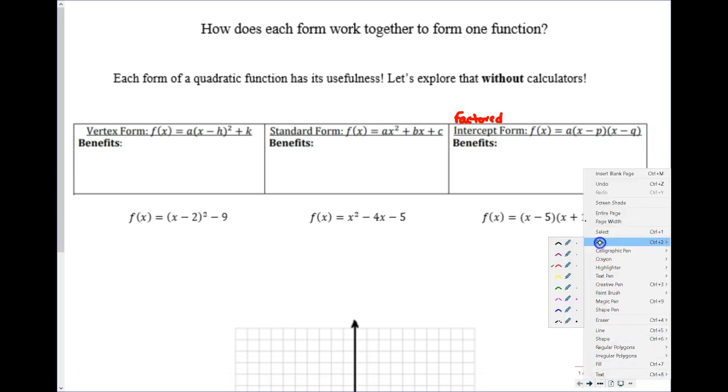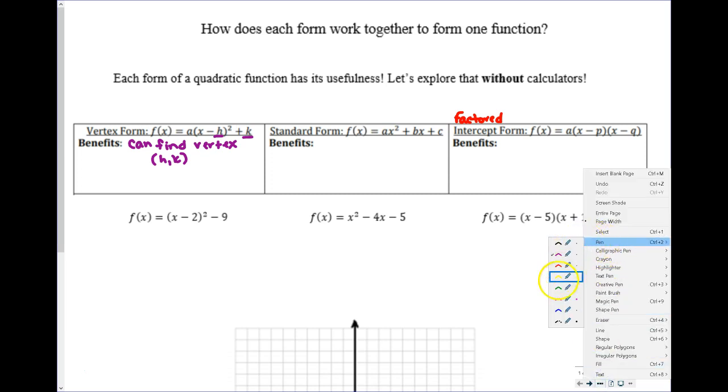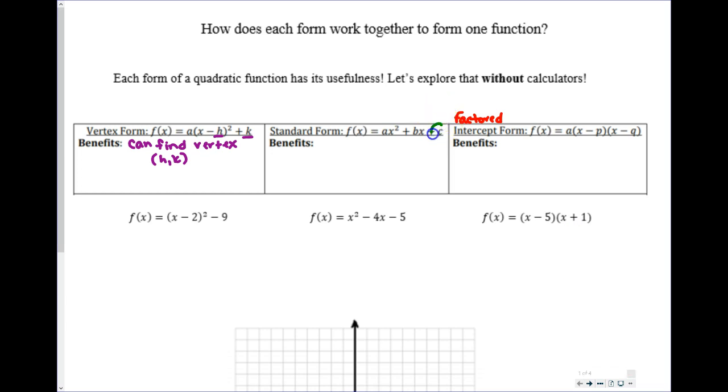What are the benefits of vertex form? I think that's pretty obvious. The benefit is that you can find the vertex. Right? And that vertex is just H comma K. It's this number, change the sign. This number, keep the sign. Okay? Standard form, the benefit is this right here.